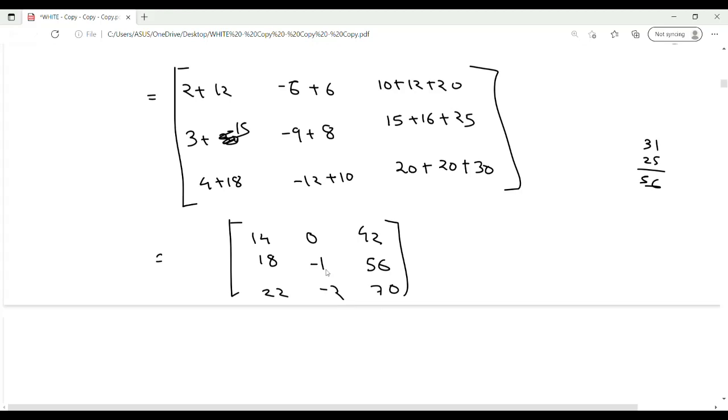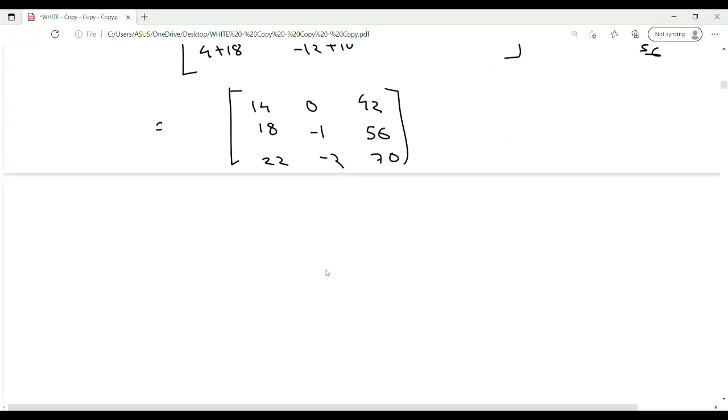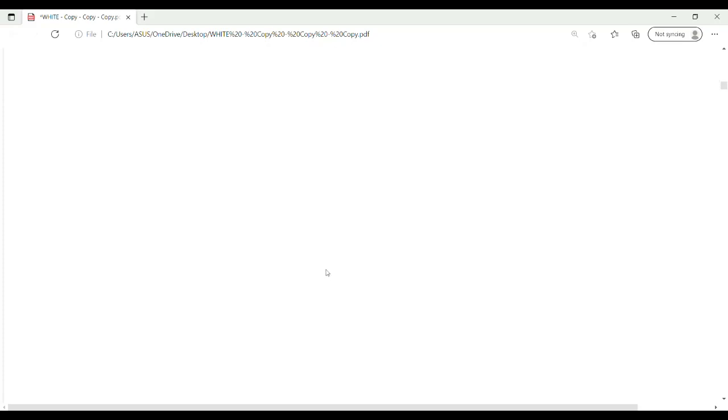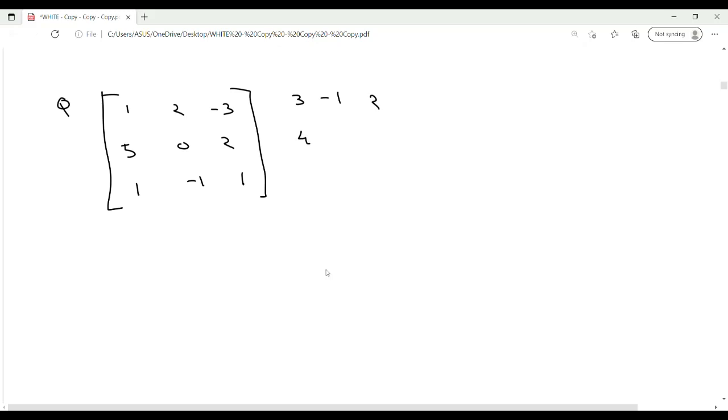Okay, so let us multiply another matrix. Let us multiply another 3 cross 3 matrix. Let us take 1, 2 and minus 3, and then 5, 0 and 2, and 1, minus 1 and 1. So let us take this matrix and we will multiply it with minus 3, minus 1, 2, 4, 2, 5, and 2, 0, 3.